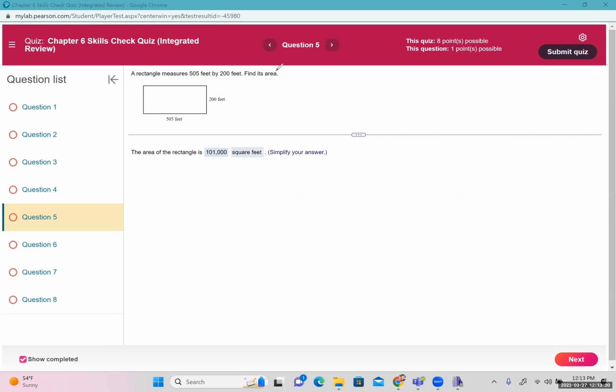This problem is talking about finding the area of a rectangle, right? The rectangle has a length of 505 feet. The height is 200 feet, or the width, I mean, right? So the area will be the length times the width. And you can just substitute. Length is 505 times the width, which is 200. So you will have 101,000, right? Square feet.